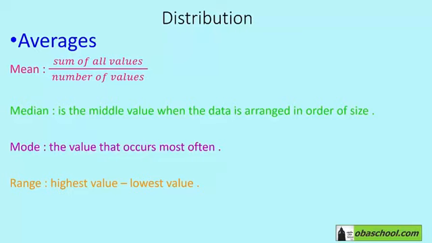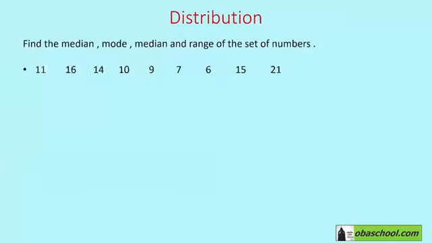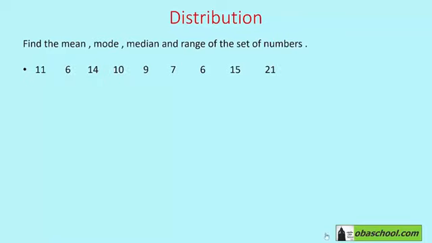Now, what we're going to do is have an example where we have to find the mean, median, mode, and range. Now, this is the example. We have random numbers 11, 16, 14, 10, 9, 7, 6, 15, and 21. The first thing you have to do is arrange the numbers in increasing or decreasing order, it doesn't matter. So, we have 6, another 6, 7, 9, 10, 11, 14, 15, and 21.